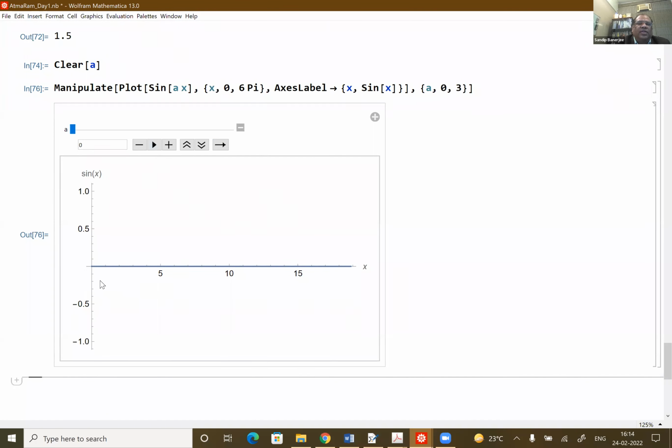Now the first thing is you get a flat line. Why you get a flat line? Because it will start from A equal to 0. And if you put A equal to 0, you get sine 0 and the answer is 0. So that's why you get a flat line.